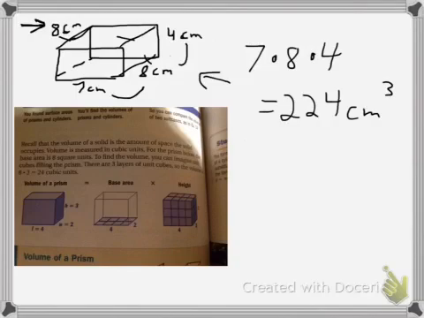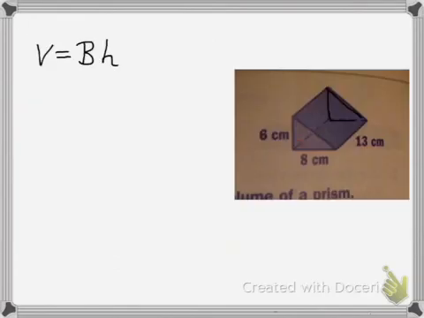Okay. Moving on. This shape is still a prism, but this is a triangular prism. Let me change my colors here. The base in this shape is what you have 2 of, which is a triangle. You have a triangle on each side of this prism. The triangle is the base.